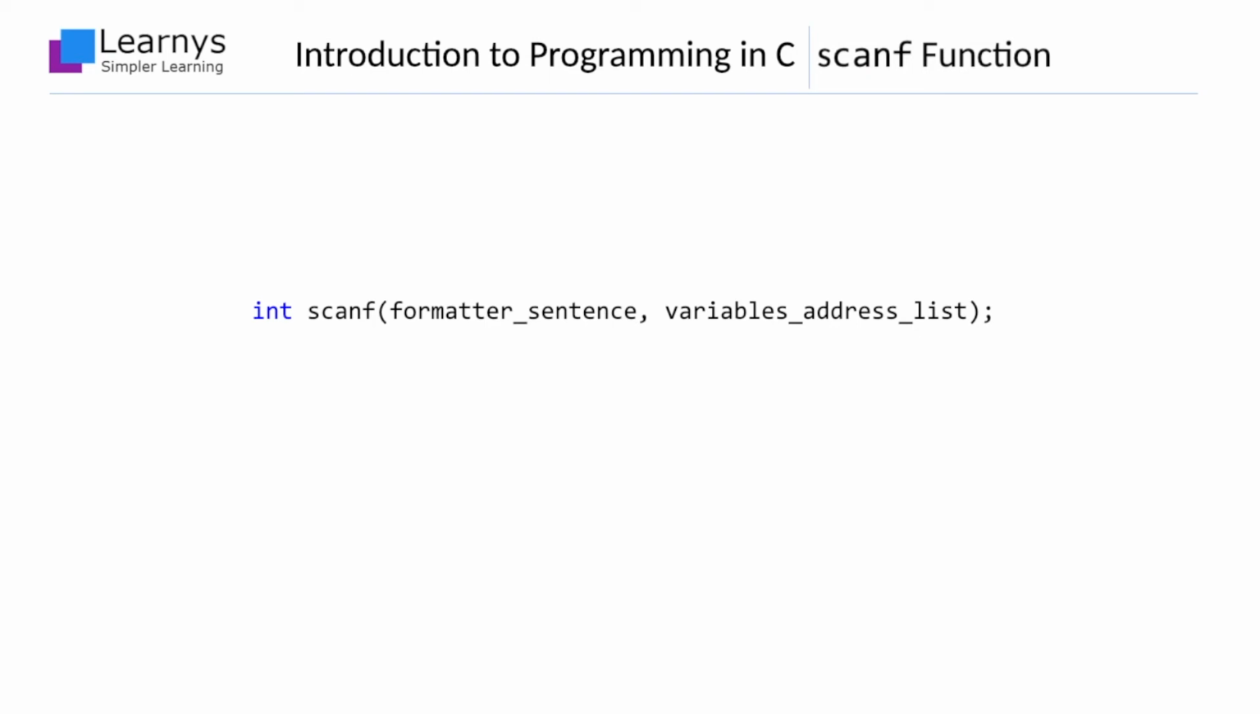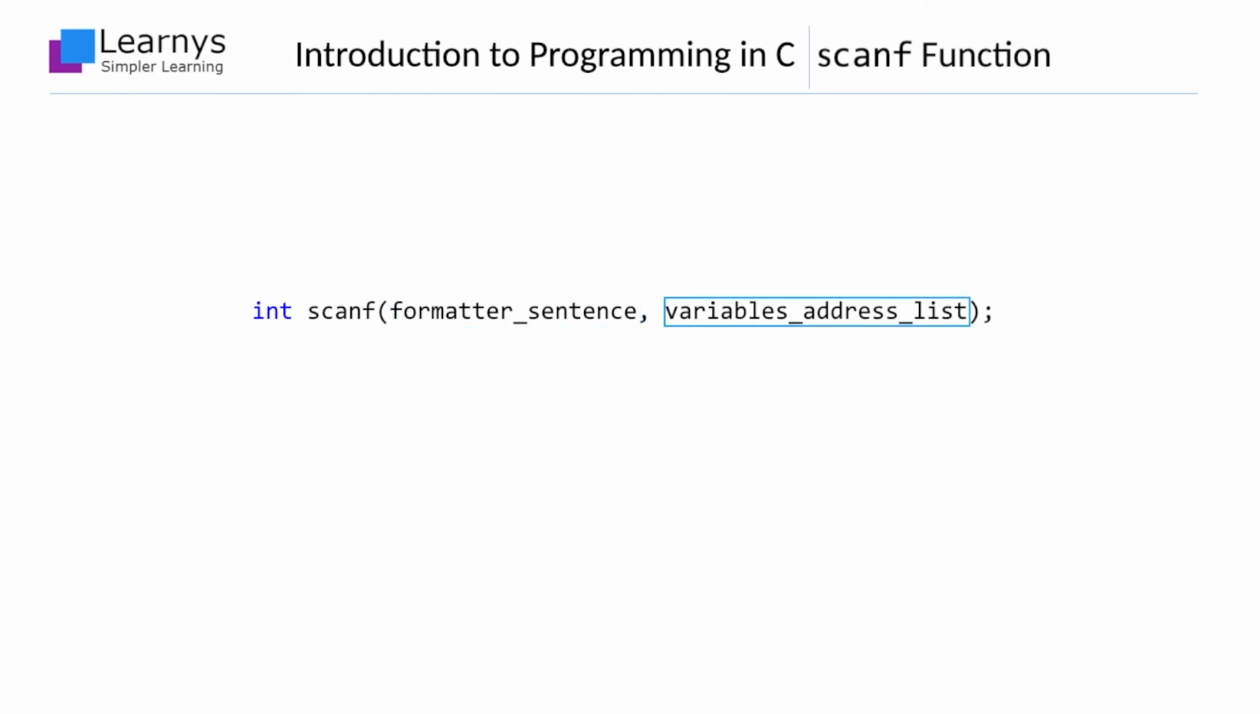The first argument to this function, the formatter sentence, consists only of format specifiers enclosed within a pair of double quotes. This is unlike the printf function where the formatter strings can consist of format specifier as well as other regular text. For example, this is a valid formatter sentence which can be passed to the scanf function.